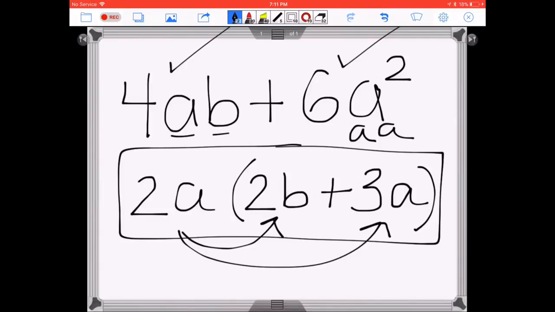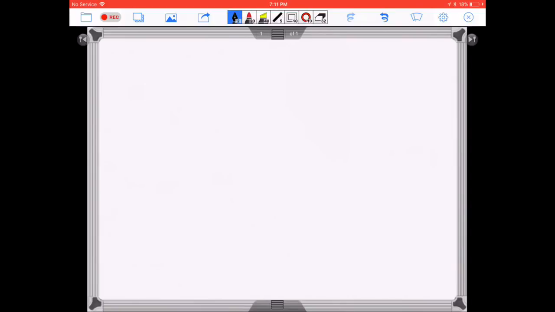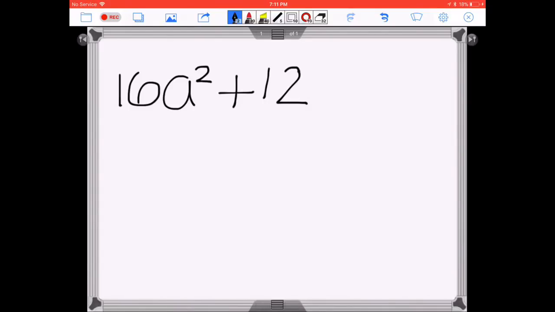All right, last one. Let's do one last example here. In this last example, we're actually going to factor a trinomial. We're going to look at 16a squared plus 12a minus 14b. Okay, let's take a look.